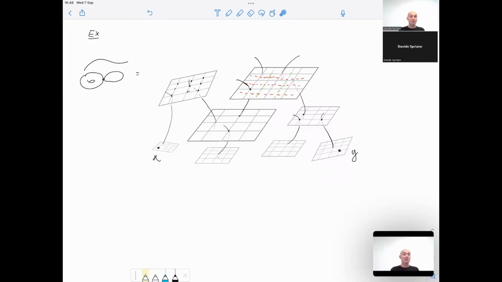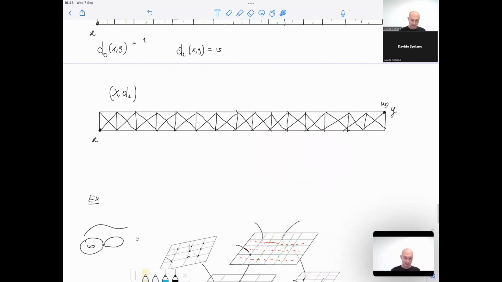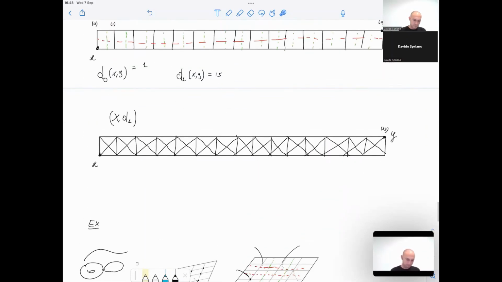Okay, so in this example, we also can extract hyperbolicity. This is a more interesting space where we can extract the hyperbolicity.